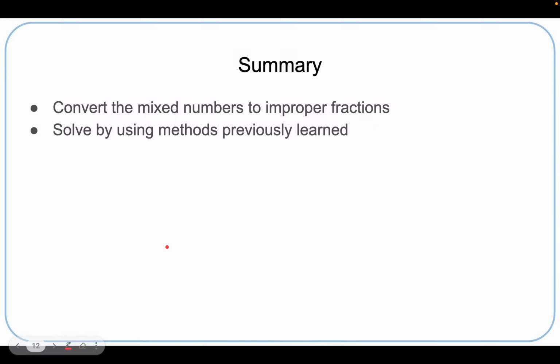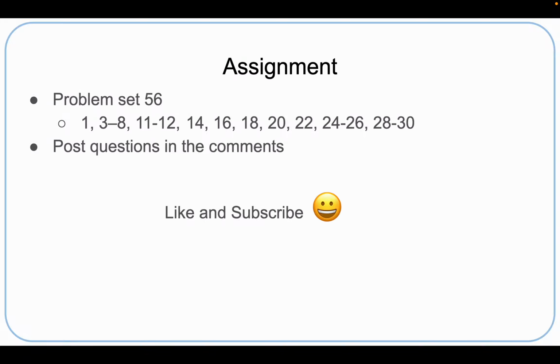In conclusion, we want to always convert our mixed numbers to improper fractions, and then we would solve by using the methods that we've learned before.